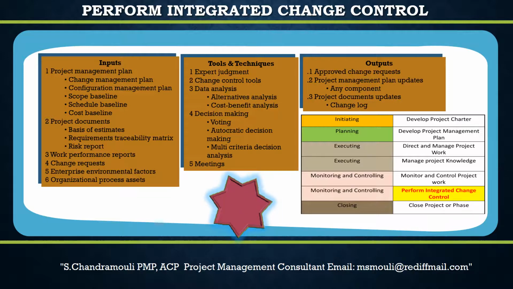Let us see the outputs of the Perform Integrated Change Control process. The first output is the approved change requests. Change requests are processed, according to the change control system, by the project manager, CCB, or by an assigned team member. Approved change requests will be implemented through the Direct and Manage Project Work process. The disposition of all change requests, approved or not, will be updated in the change log, as part of updates to the project documents.